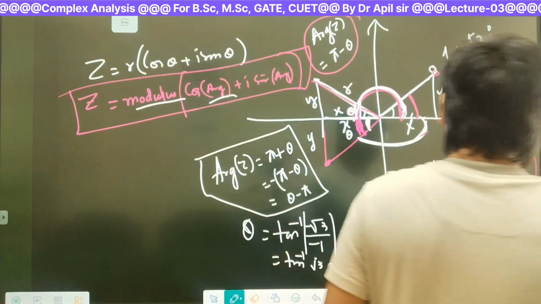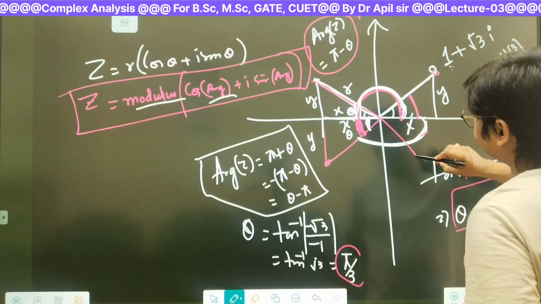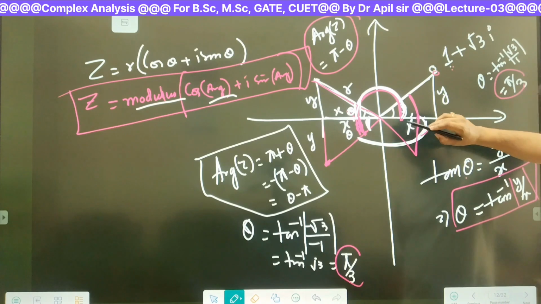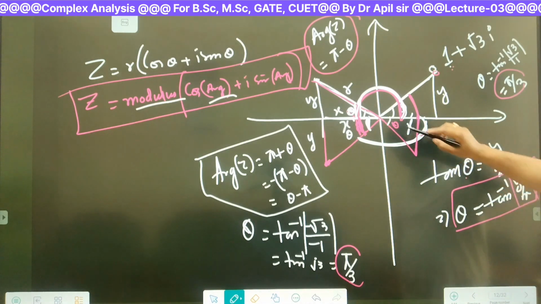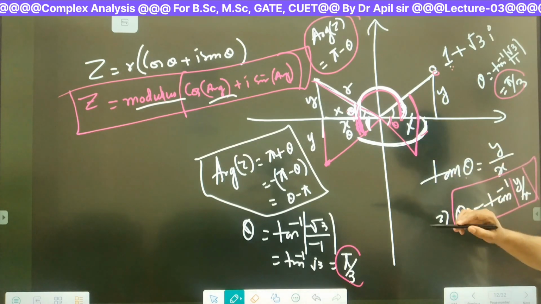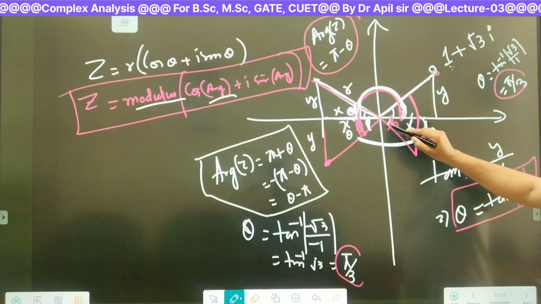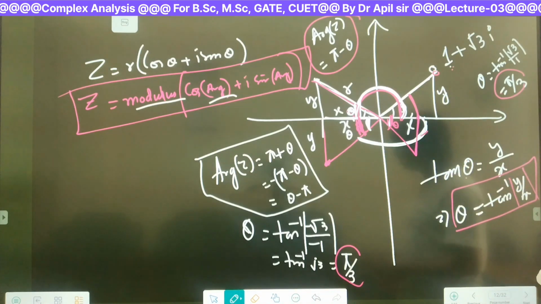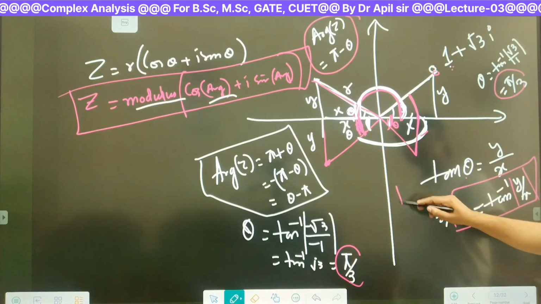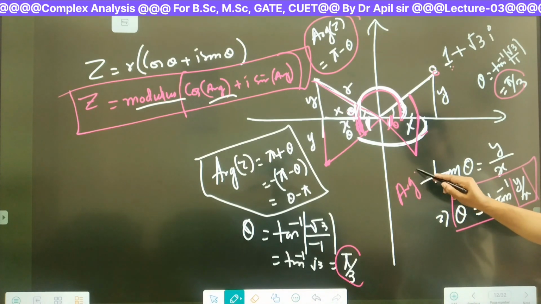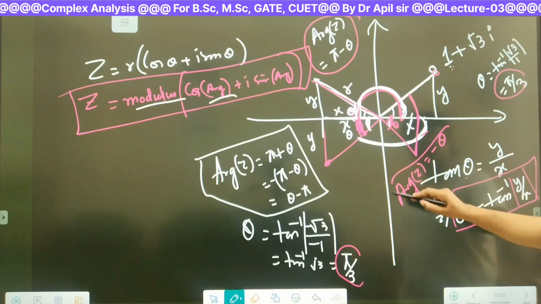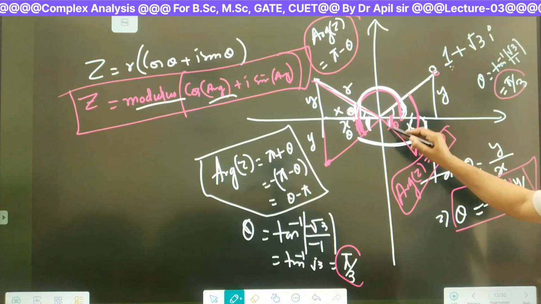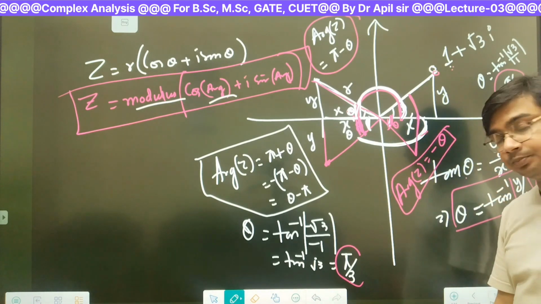Now what will be the argument for this quadrant? Here you see, this is the theta, but this will be the actual argument, but here we just calculate by using which direction? The clockwise direction, right? So in this case what will be the argument? This theta will not be the actual argument, minus theta will be the actual argument, right? Because we use here the clockwise direction.